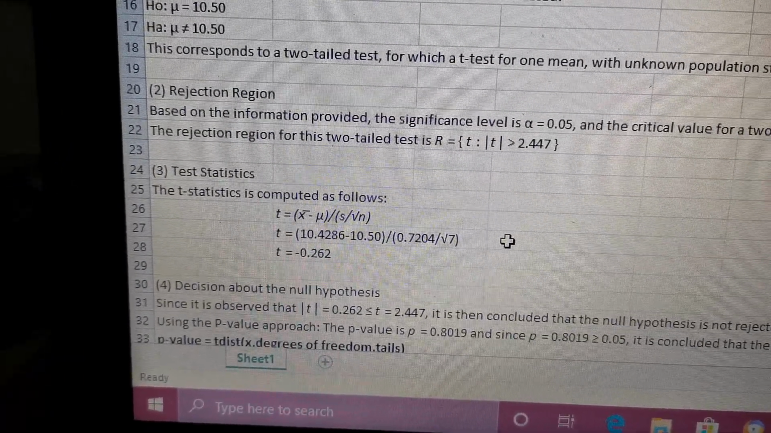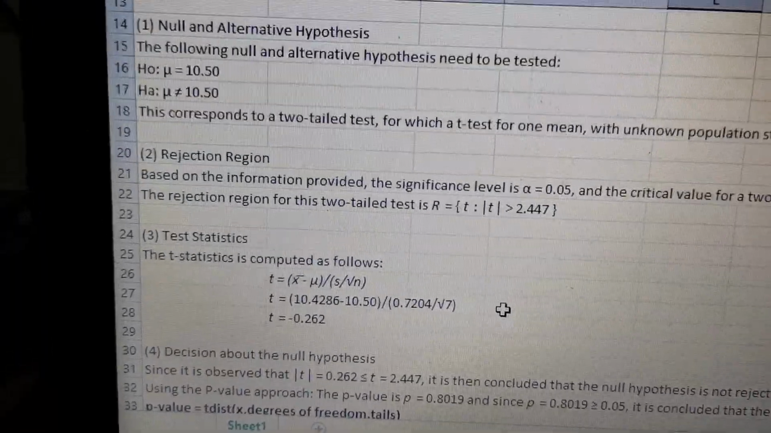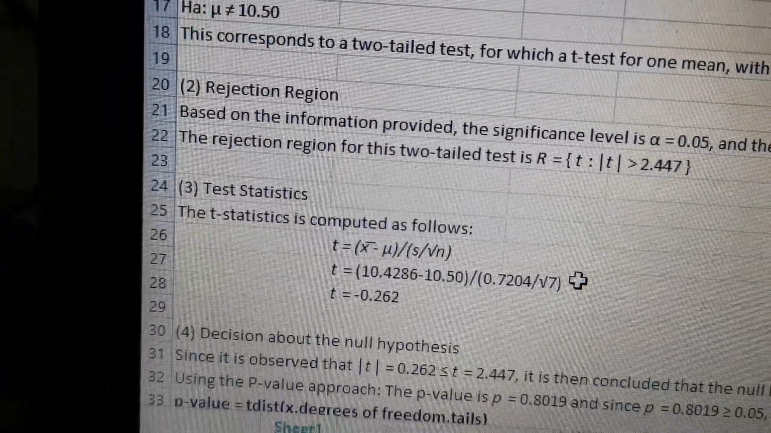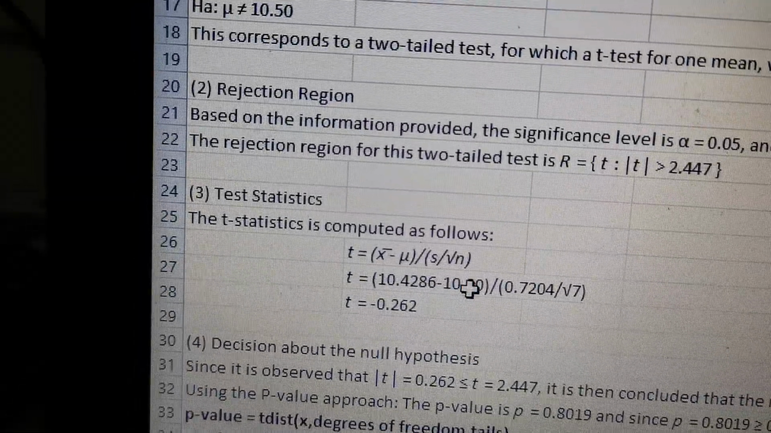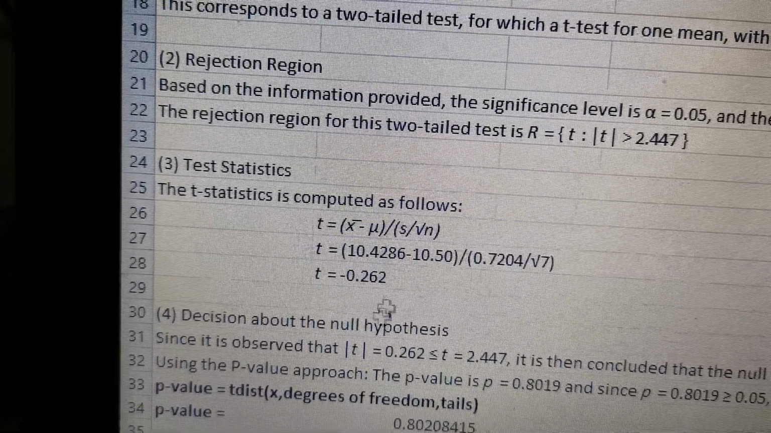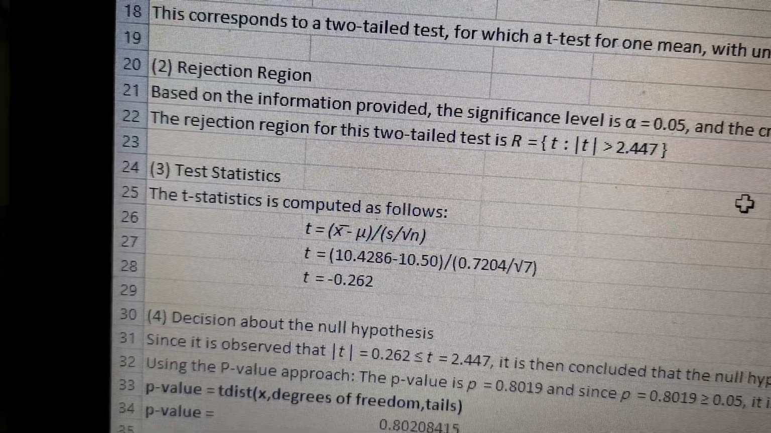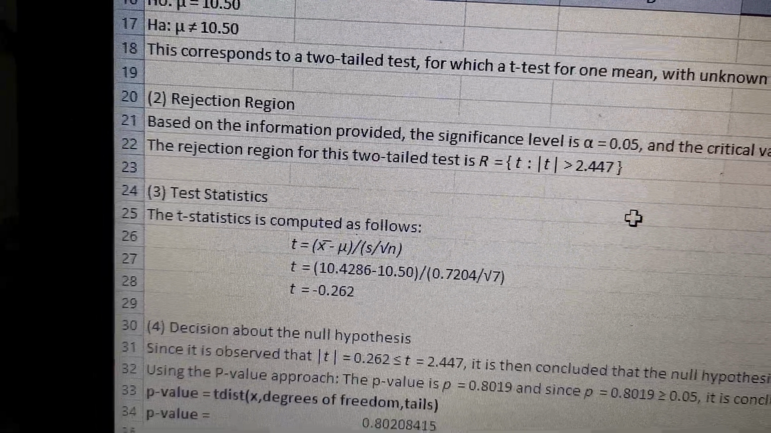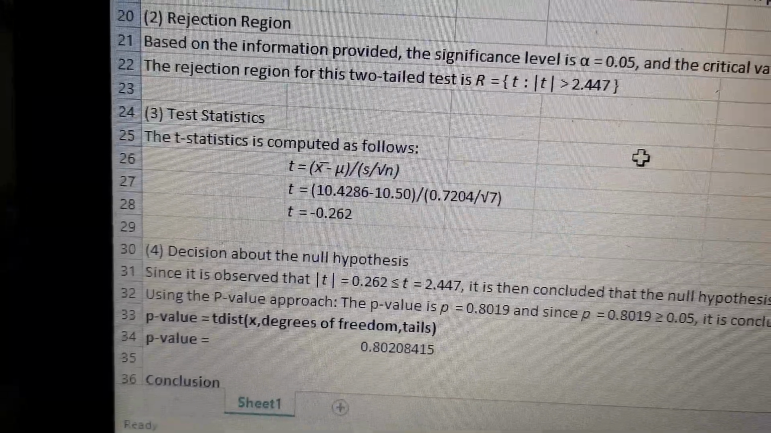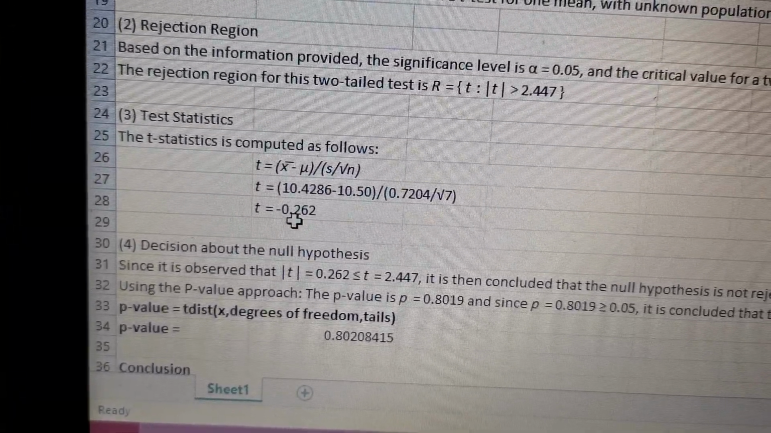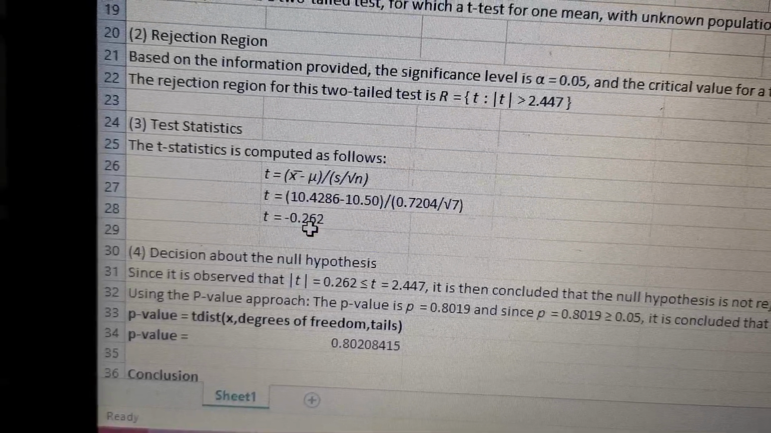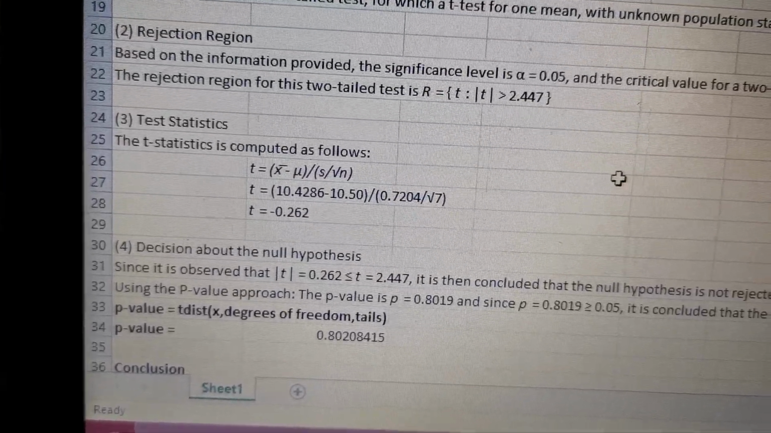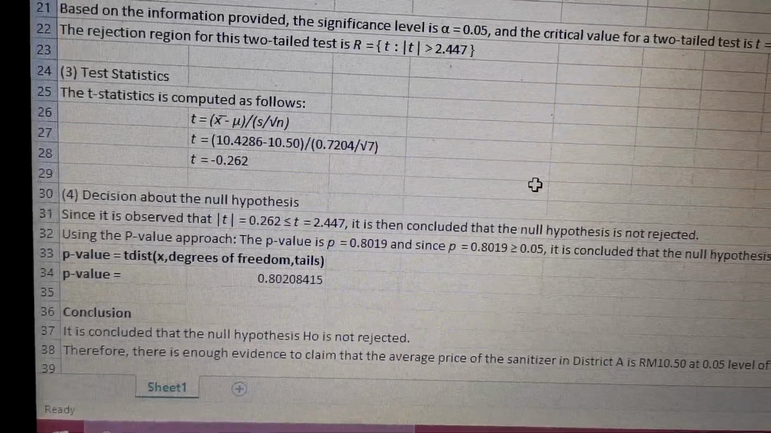Number 3, test statistic. The t statistic is computed using the formula t equal to the mean minus the null hypothesis value, divided by the standard deviation divided by the square root of the sample size. So t is equal to negative 0.262.